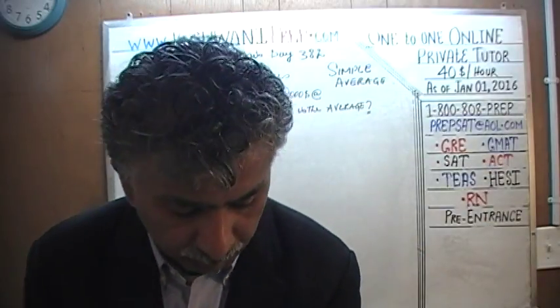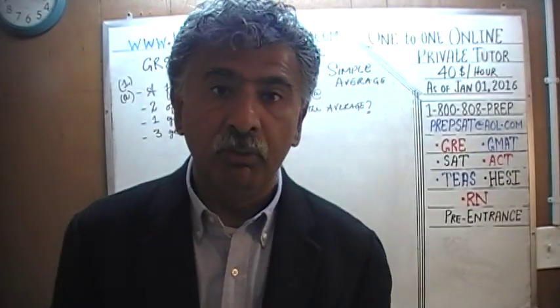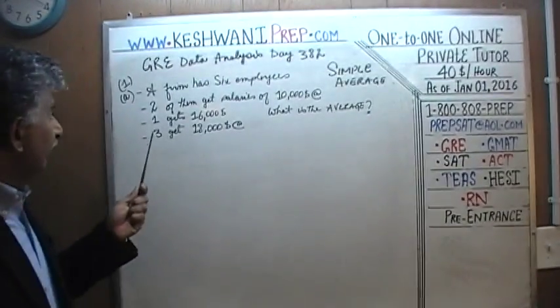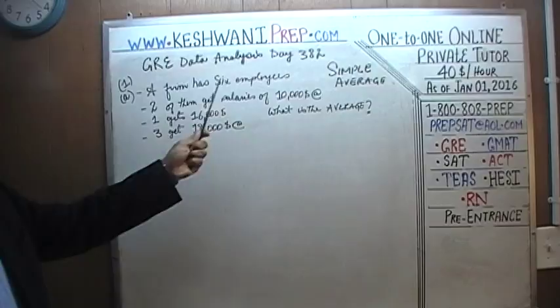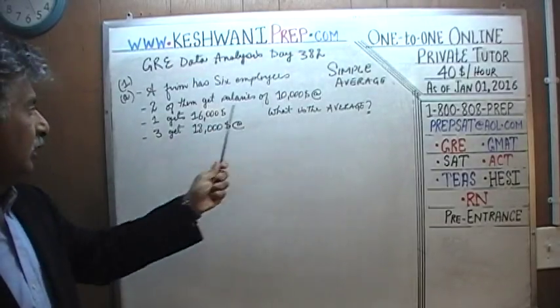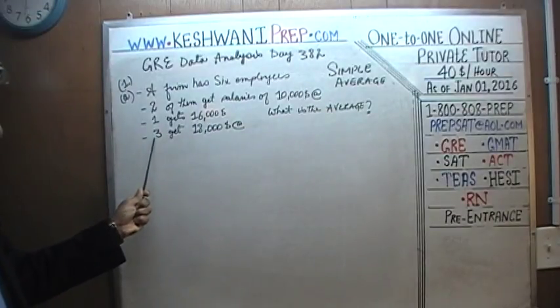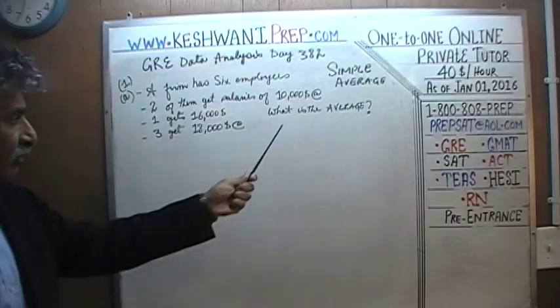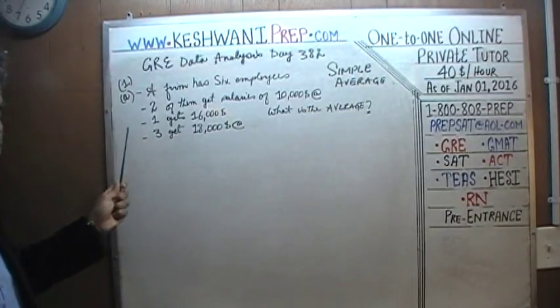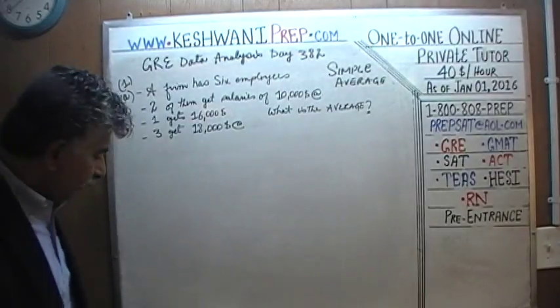Today we'll solve a very simple problem dealing with a simple average. The problem is already on the blackboard. It says a firm has 6 employees. We are told that 2 of them get a salary of $10,000 each, 1 person gets $16,000, and 3 more people get $18,000 each. It's a 2-part question, part A and part B. We'll do part B in a second. First part simply says, what is the average?